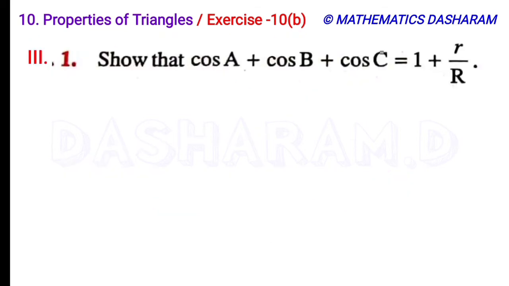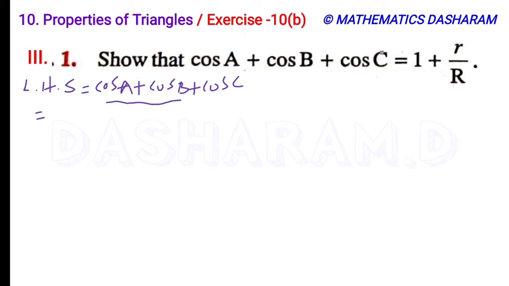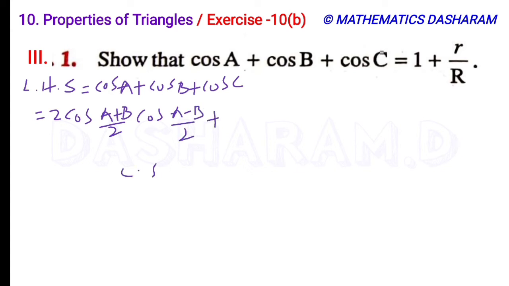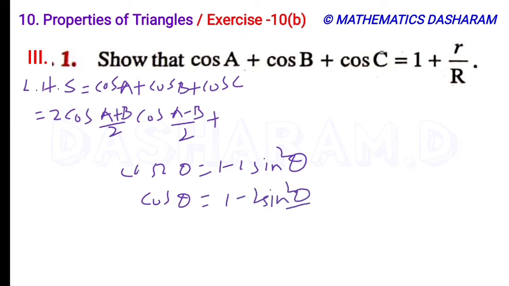Third bit, first problem: show that cos A plus cos B plus cos C equals 1 plus r by capital R. For cos A plus cos B, apply the cos C plus cos D formula, that is 2 cos((C plus D) by 2) into cos((C minus D) by 2). So cos((A plus B) by 2) into cos((A minus B) by 2) plus, so cos 2 theta equals 1 minus 2 sin square theta, then the cos theta formula is 1 minus 2 sin square (theta by 2).